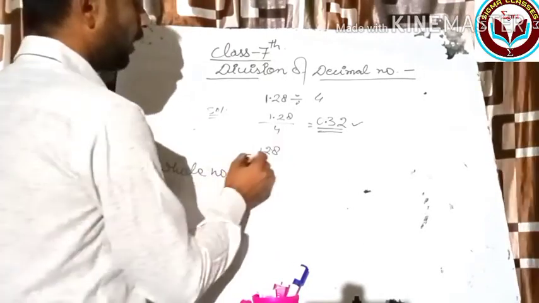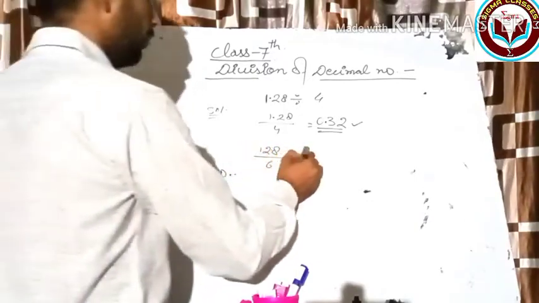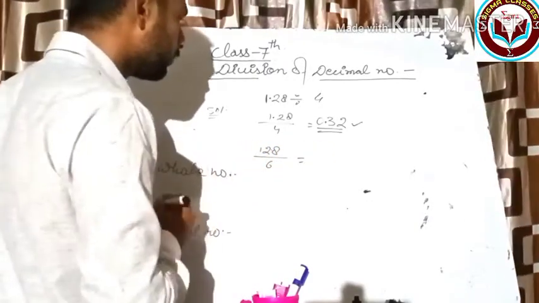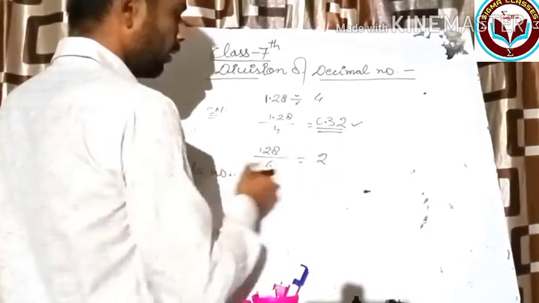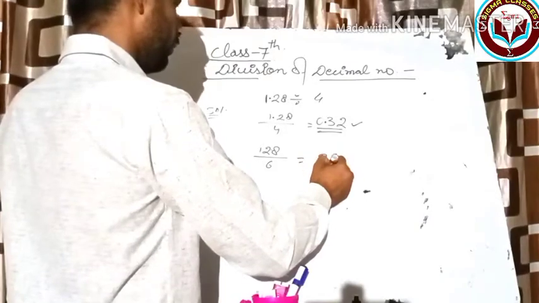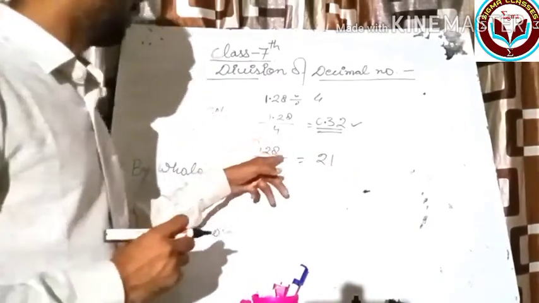Okay, 12.8 divided by 6 this time. So how will we solve this one? Now see it. 6 2s are 12. Okay, 6 1s are 6. What was the remainder here? Now 2.